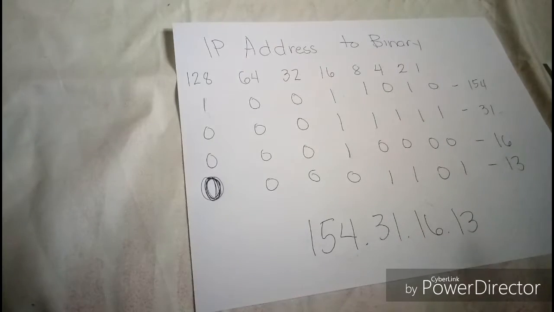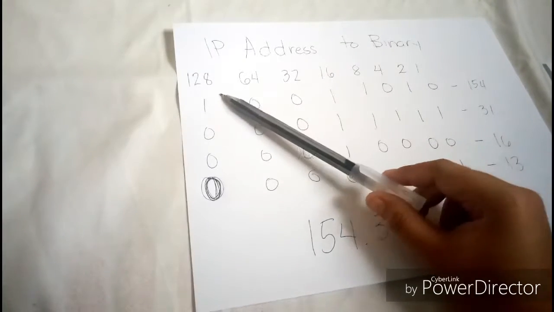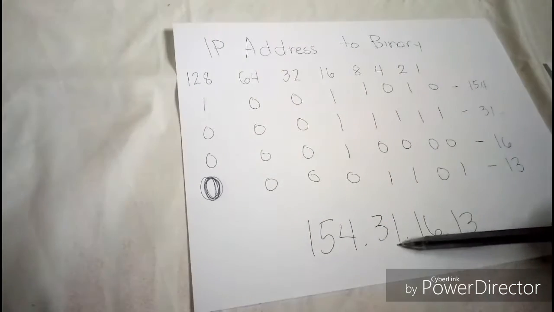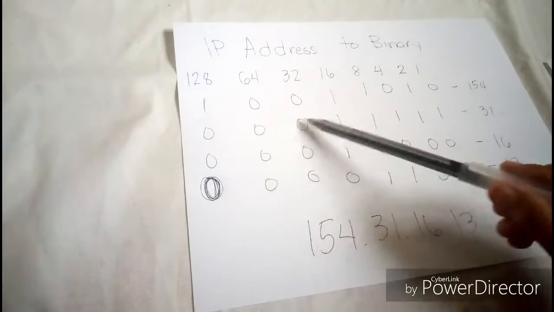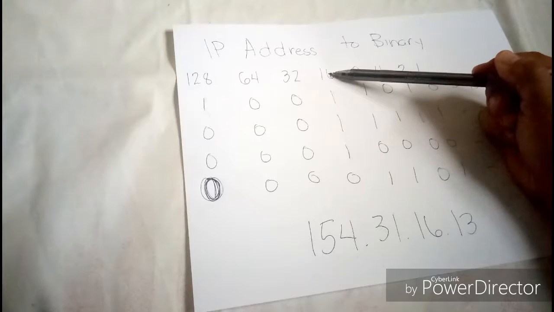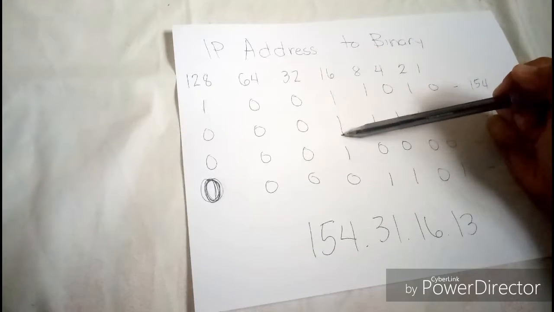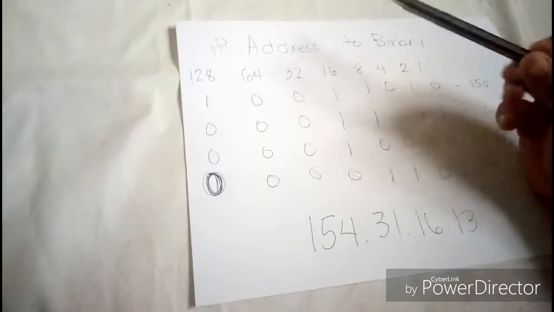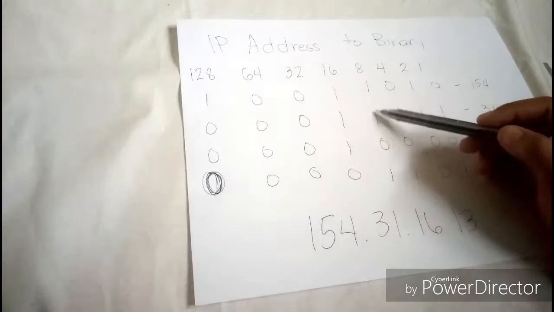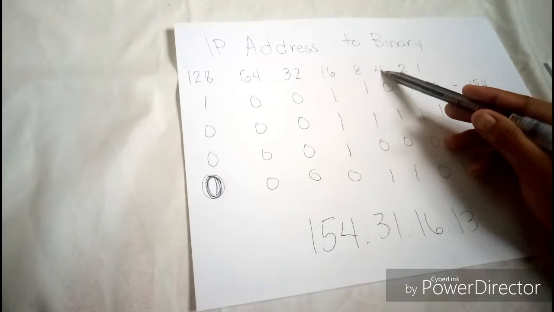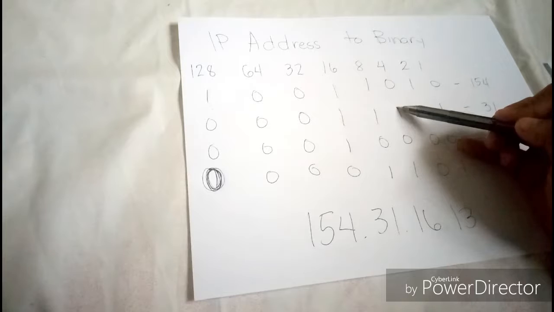So the next one is the 31. Obviously, the 128, the 64, the 32 is greater than 31. That's why I put 0 here. Then we will use the 16. We will put 1. 16 plus 8 is equal to 24. So we will put 1 here. Then 24 plus 4 is equal to 28. So we will put 1 here.